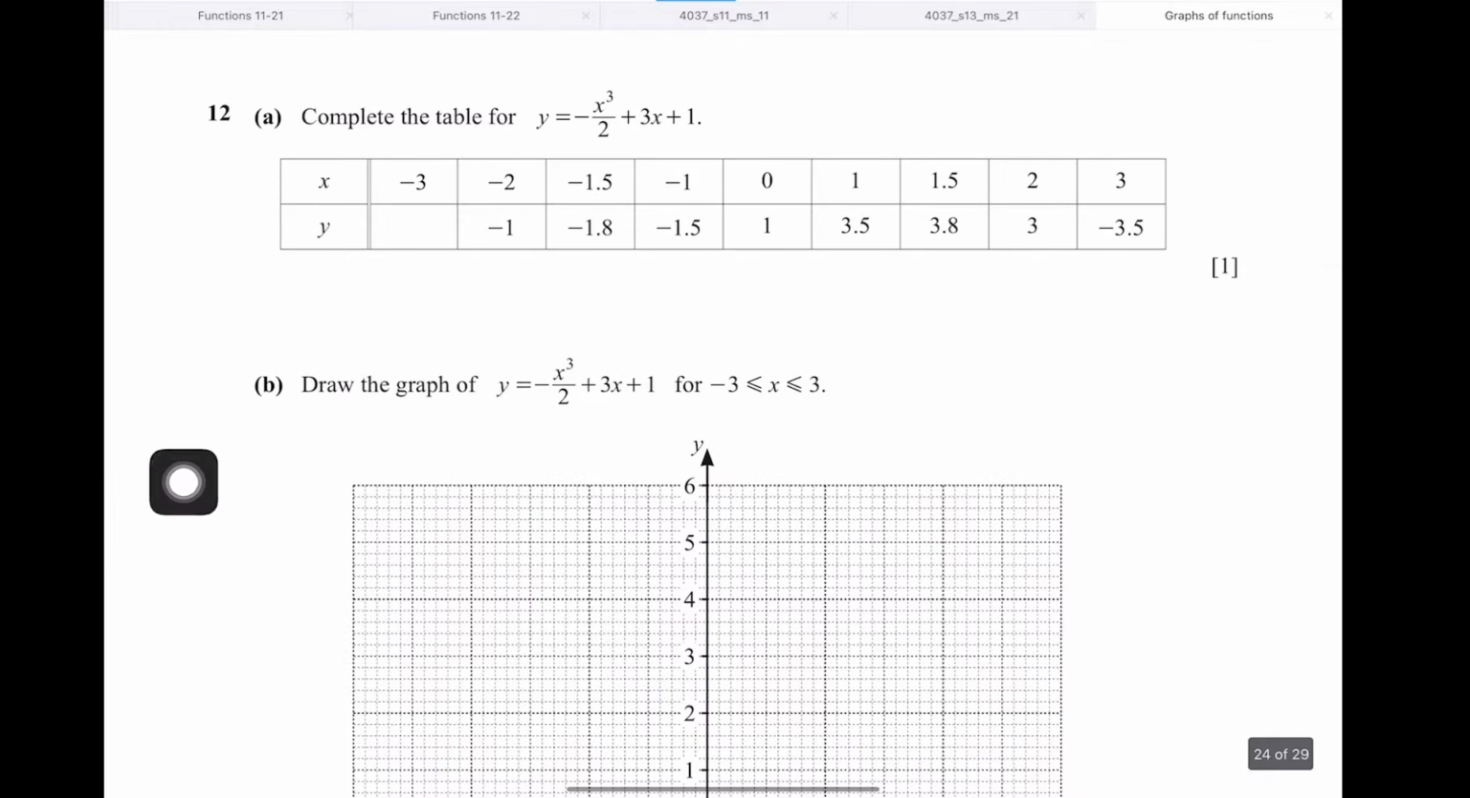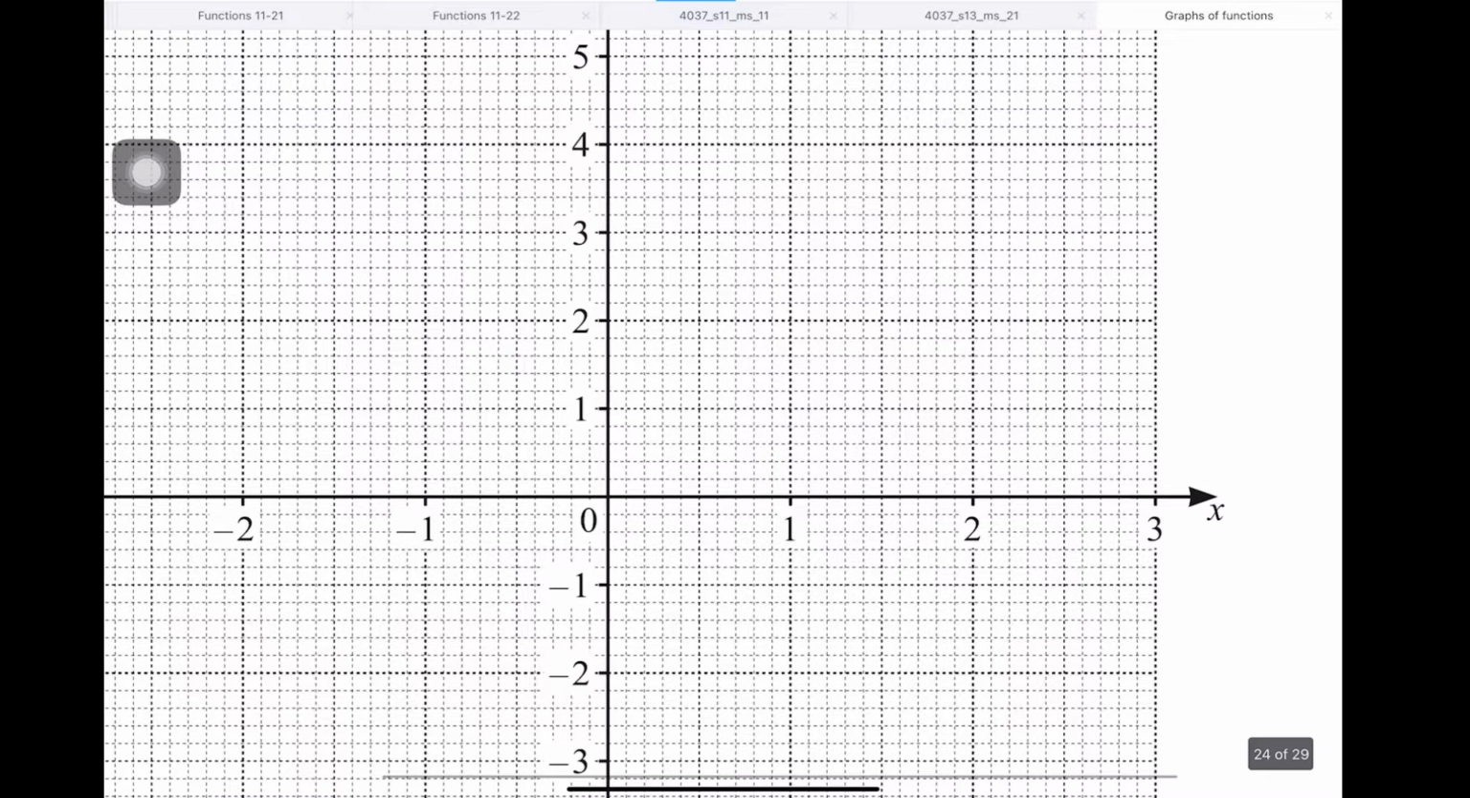So it says complete the table for y equals minus x cubed upon 2 plus 3x plus 1. Again, use your calculator to find out the corresponding y values. So I'd like you guys to do it as well. I'm also doing it, so I can make sure that you guys have done it correctly and aren't making a sign error here and there. Okay, so I have my value. Anyone else who would like to tell me what their value is? Yep, that's correct. Good job. 5.5.